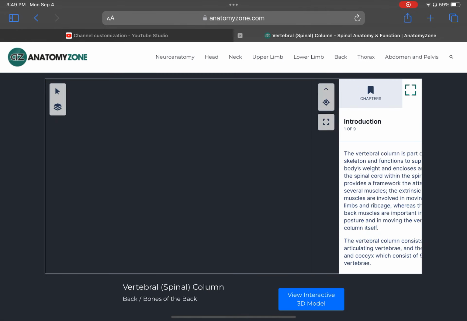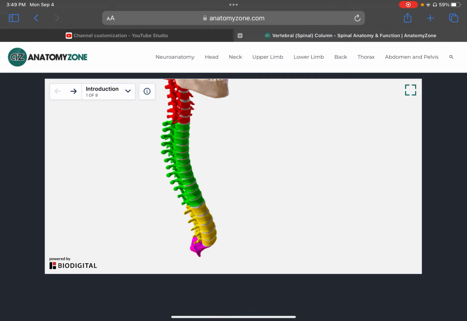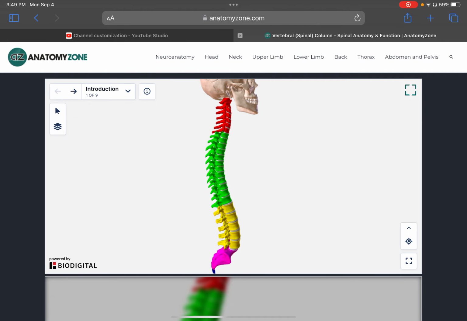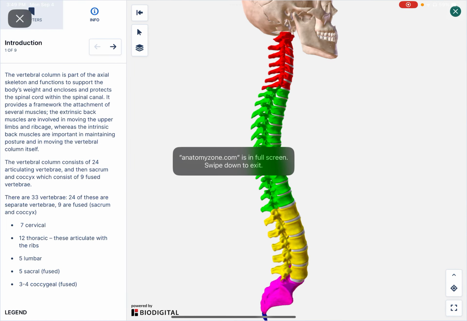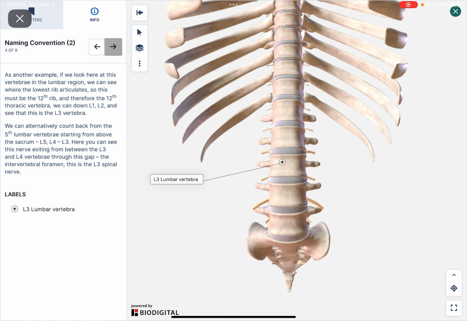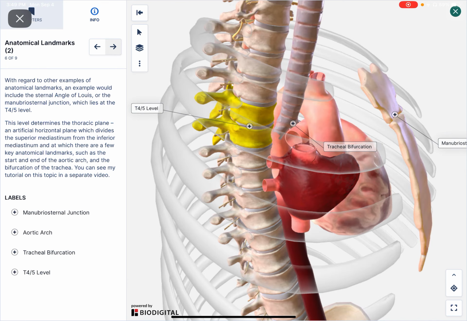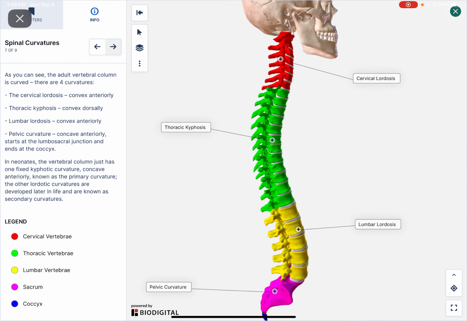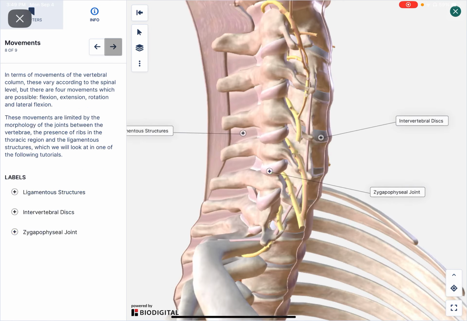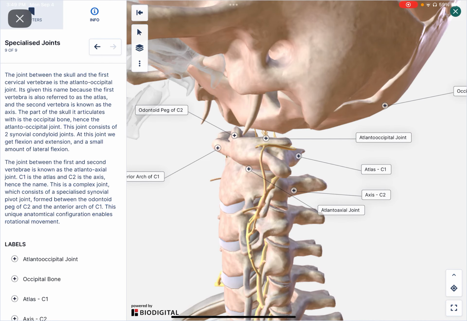oblongata. Let's see if I have a better picture of this. Let's go back here. Let's see if I can make this bigger. Here we go. All right, so let's see if I got a little better picture. Okay, later we're going to go on to the spinal curvatures, but I wanted a little better picture. All right, it's fine. Okay, we're going to talk about the medulla oblongata.